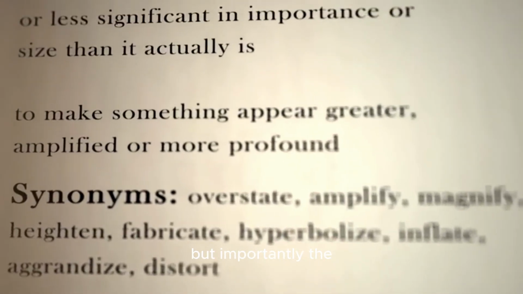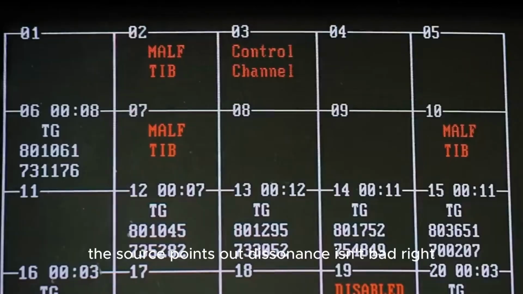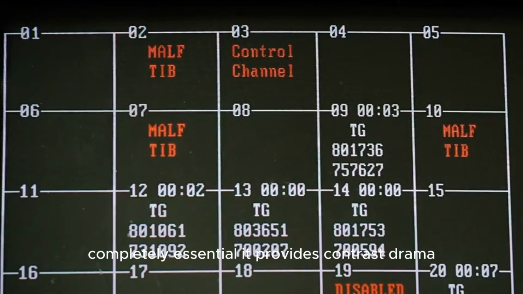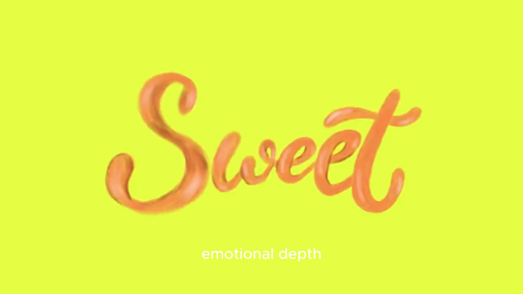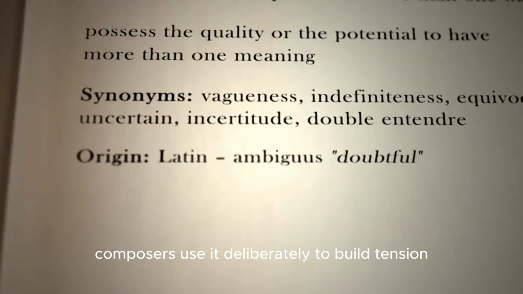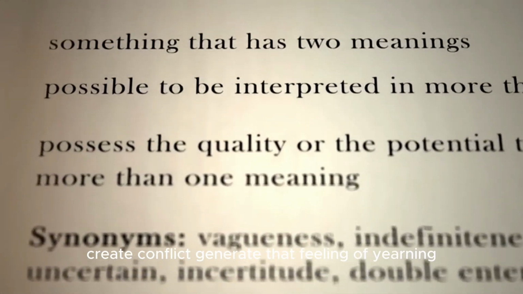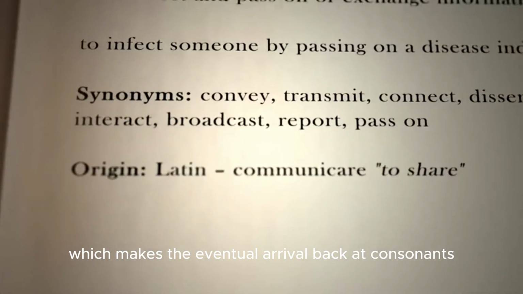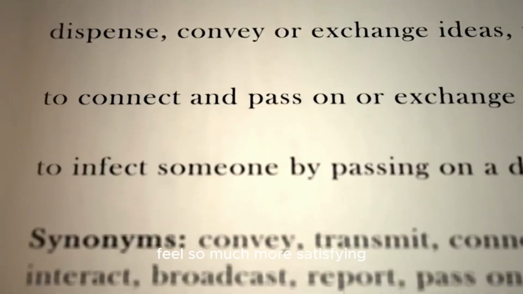But importantly, the source points out dissonance isn't bad, right? It's actually essential. Oh, completely essential. It provides contrast, drama, emotional depth. Composers use it deliberately to build tension, create conflict, generate that feeling of yearning. Which makes the eventual arrival back at consonance feel so much more satisfying. Precisely. It makes the resolution meaningful.